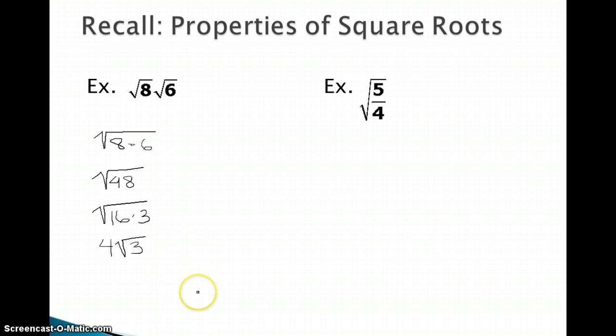Now let's look at the second example. We've got the square root of 5 divided by 4. We can take this, as well, using properties of square roots, and rewrite that as the square root of 5 divided by the square root of 4. Here, we should already see something that we recall. The square root of 5, again, already prime, will not simplify further, but the square root of 4 is 2. So our final answer is the square root of 5 divided by 2.